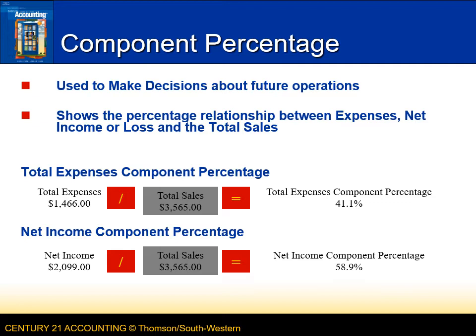The net income, we always want to be more, and saying this is more of our net income is coming from our sales. To figure these out, you're going to take total expenses divided by your total sales, what's on your income statement, and then to find out your component percentage. Usually we round out to the 10th. And then we're also doing the same thing. Net income component percentage is net income divided by total sales to figure out our net income component percentage.